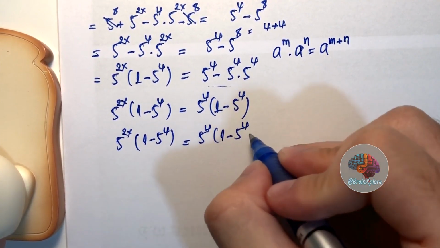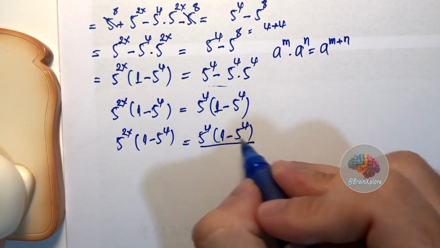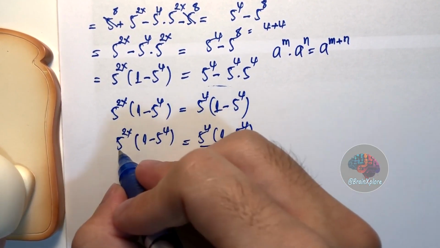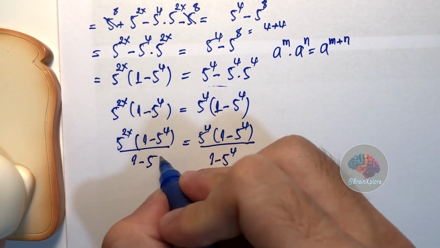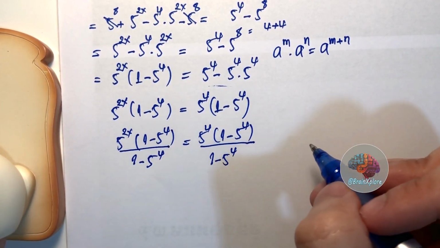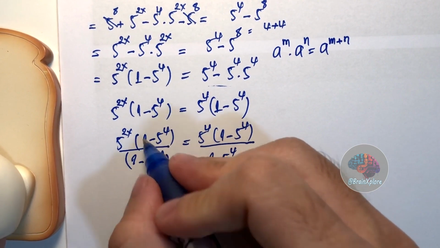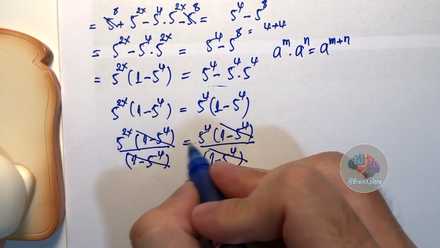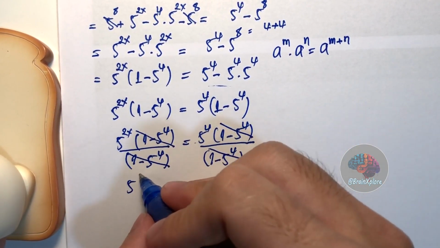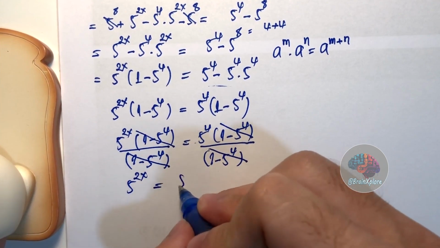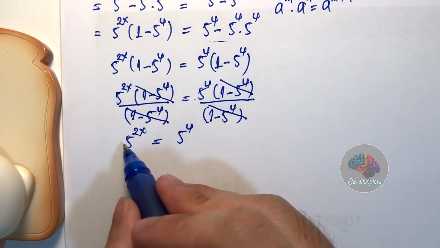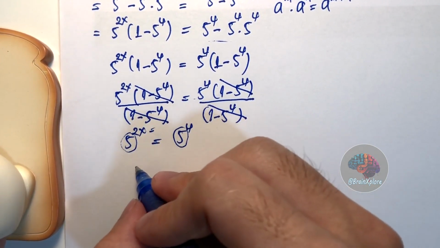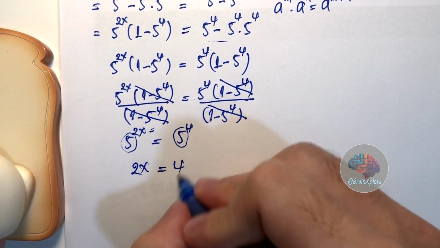Now we can divide by 1 minus 5 powered by 4. Both sides we have to do the same. So now you can see that we can remove it, and this divided by this equals 1, and here also the same. So now we can see 5 powered by 2x equals 5 powered by 4. Now we can see the base 5 is the same on both sides. So we can say 2x equals 4.